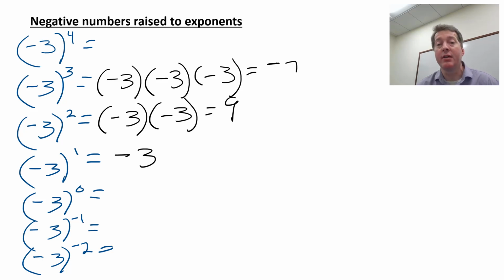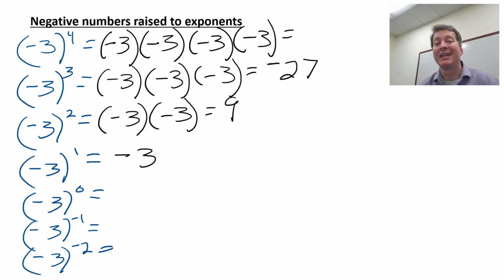So now we're back to negative territory, negative 27. But then negative 3 to the 4th is the same as negative 27 times negative 3. So now we're back to positive. That is a positive 81. How about negative 3 to the 0? Well, we said anything to the 0 is 1, so that's just 1.